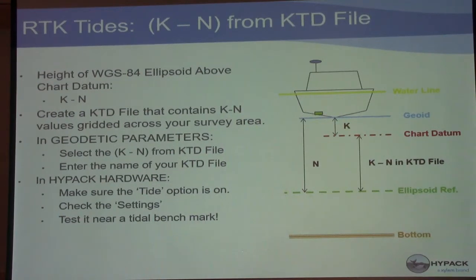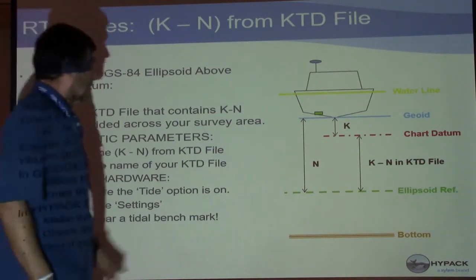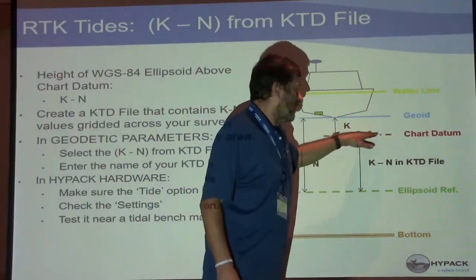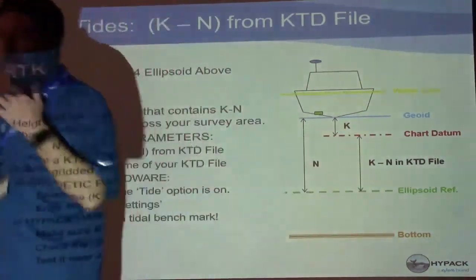Okay. So again, this is with the RTK ties with the K minus N value from the KTD file. Basically all a KTD file is, is a grid with separation values. So again, here's the K minus N that's in the KTD file: the separation between chart datum and your ellipsoid.